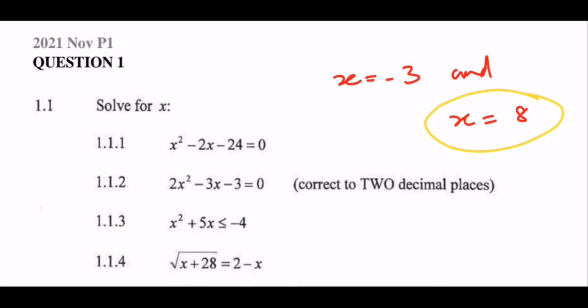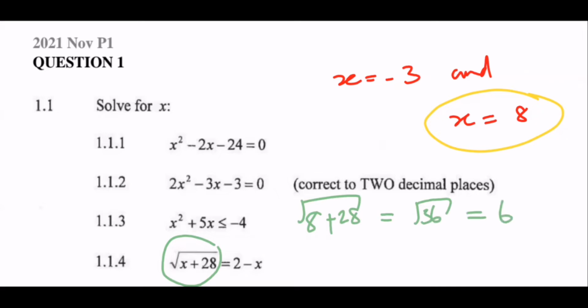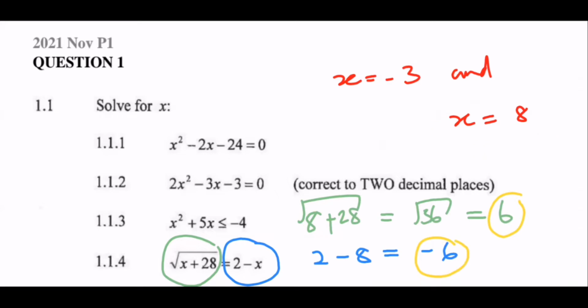So let's substitute 8 for this. We get the square root of 8 plus 28. Now 8 plus 28 is 36. And the square root of 36 is 6. Okay, cool. Let's do the next one. 2 minus 8. 2 minus 8 is equal to negative 6. That's not the answer we got for the first one. 6 is not equal to negative 6, which must mean that this 8 is not valid.